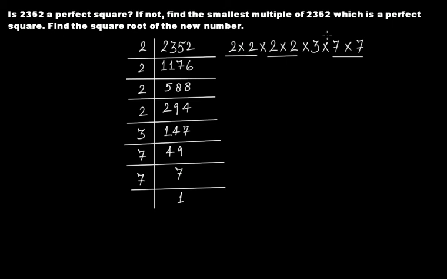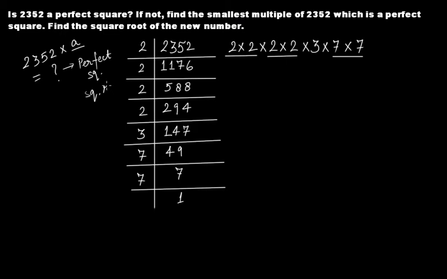Now multiple of 2352 means what? You have to multiply some number to it, right? Some number. Let's say that number is a. We don't know what a is. We have to find that out, such that when you get the new number after multiplying 2352 by a, that is unknown to us, that number is actually what? A perfect square. And then you have to find out the square root of this one.